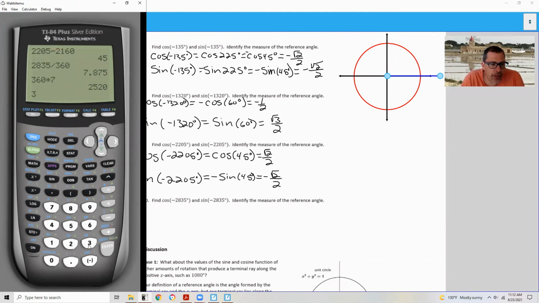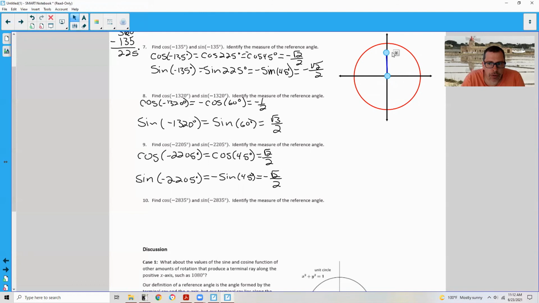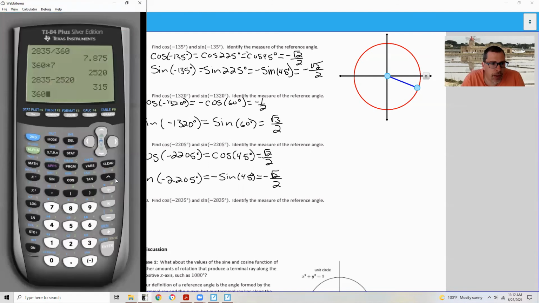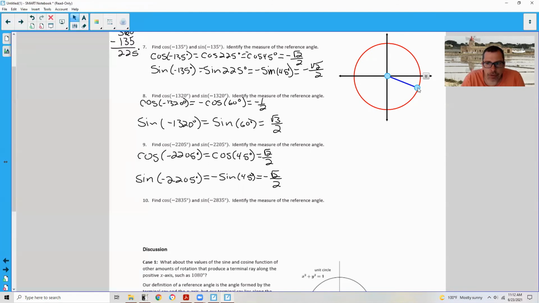So 2,835 minus 2,520 equals 315 degrees. Okay, and so I want my reference angle, a full rotation. So 315 degrees would be all those rotations. How many was it? 7. So we rotate around 7 times, and we go to 315 degrees, which is, here's 270, and it's over here somewhere.